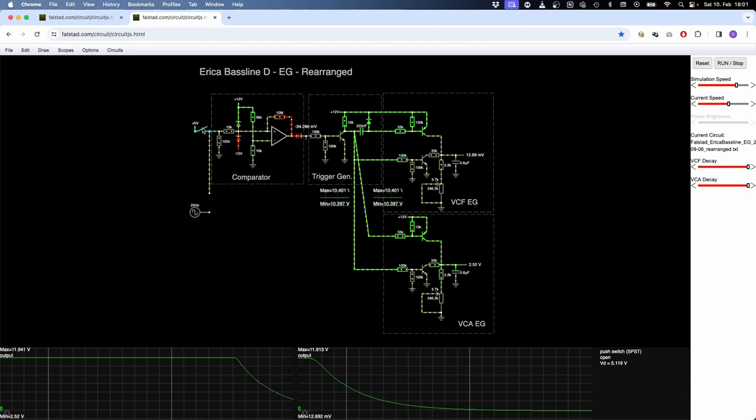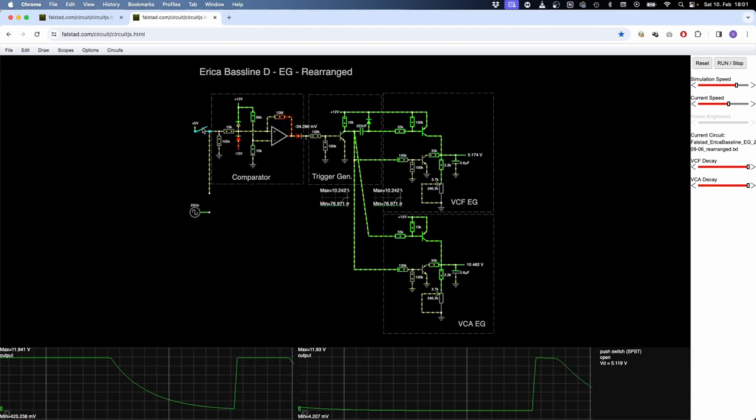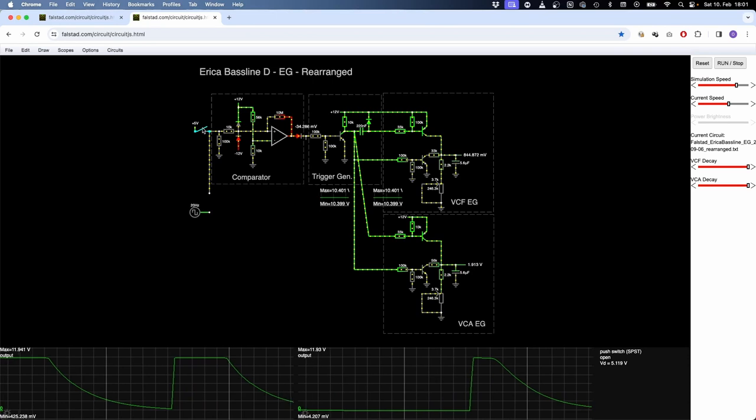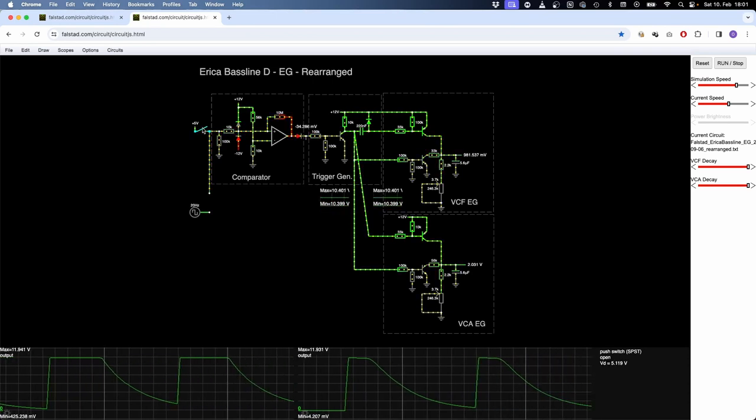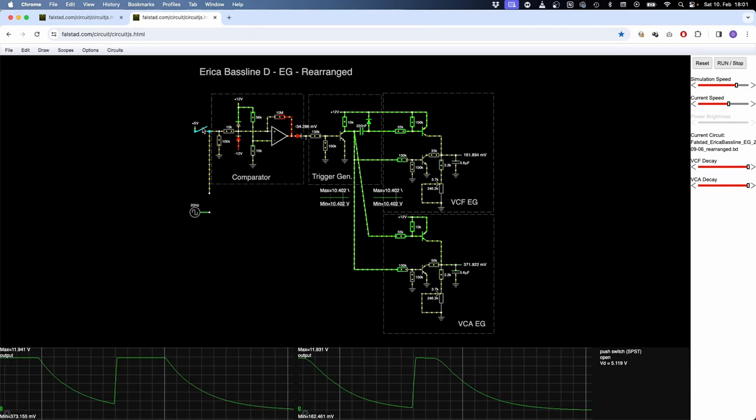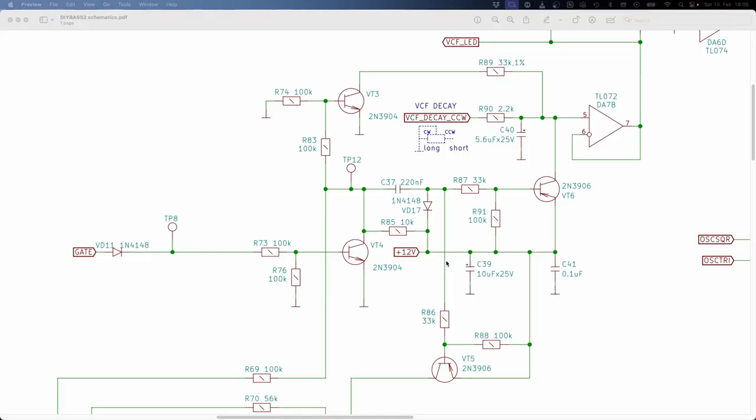And upon gate release, the VCA is going to close again. And that's exactly what we want. Perfect. Back to the schematic again, and just for orientation, we are going to cut the connection of R86 and pull it over to this node here. Plus, we may need to replace the value of this resistor R88 for proper operation.